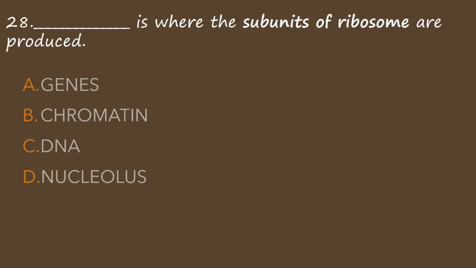28. Blank is where the subunits of ribosomes are produced. A. Genes, B. Chromatin, C. DNA, and letter D. Nucleolus.